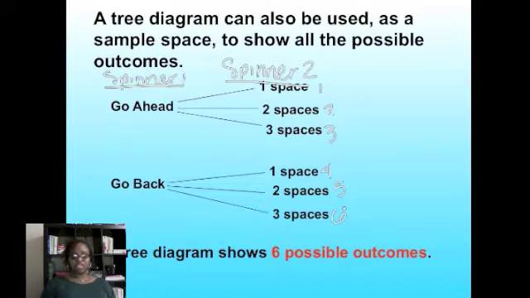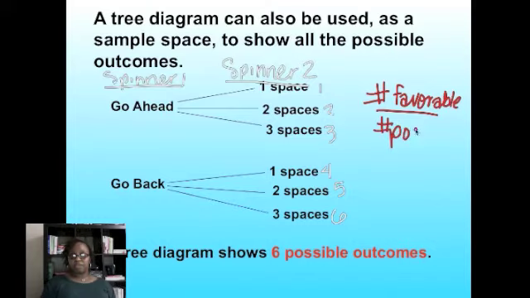Now some of you may be thinking, okay, we just did probability. How does sample space fit in? If you think about our probability formula, remember with probability we did the number of favorable outcomes, so whatever we want to happen, over the number of possible outcomes. With sample space, we're given this number, our number of possible outcomes. So if I asked you what's the probability of getting go ahead 2 spaces? Go ahead 2 spaces is one favorable outcome out of now 6 possible outcomes. That's how sample space relates to probability, if you were wondering.